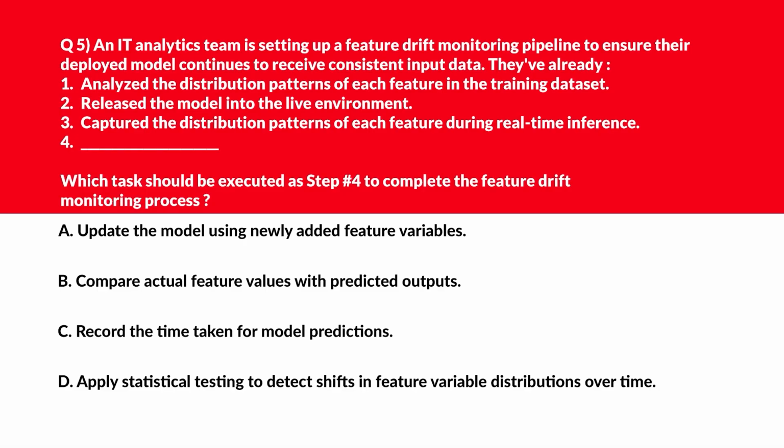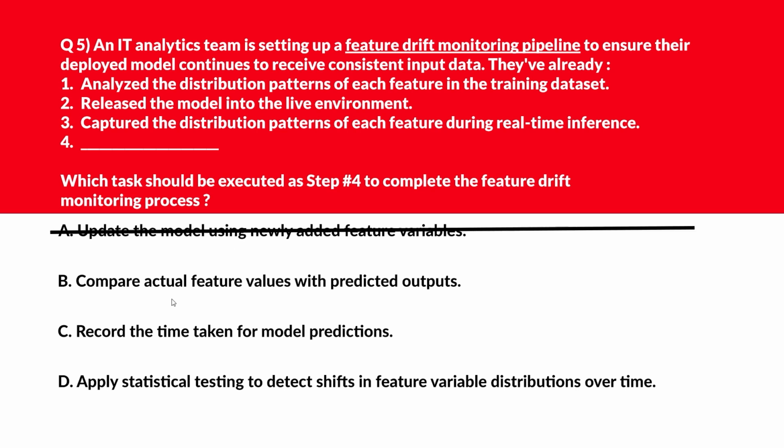Alrighty, let's look at this question. So we have to find out what task should be executed in step number 4. Option A says update the model using newly added feature variables. Updating the model is a response to drift, not a detection mechanism, hence incorrect.